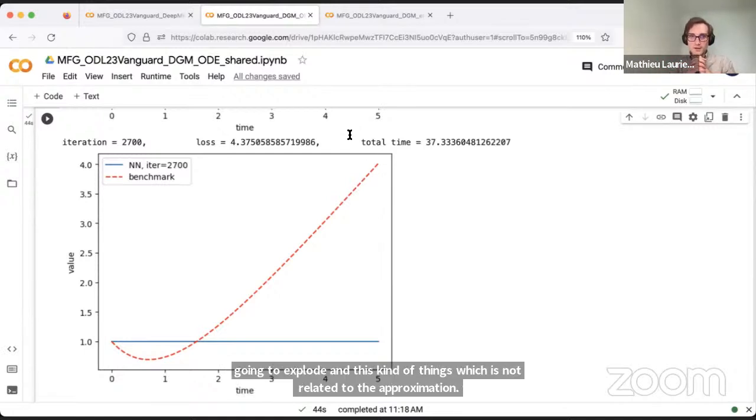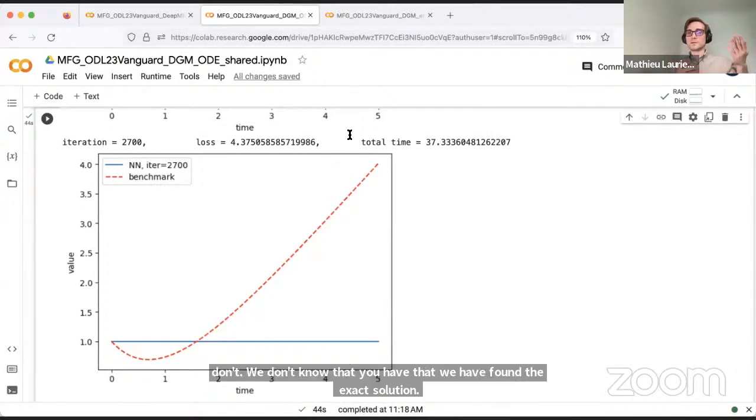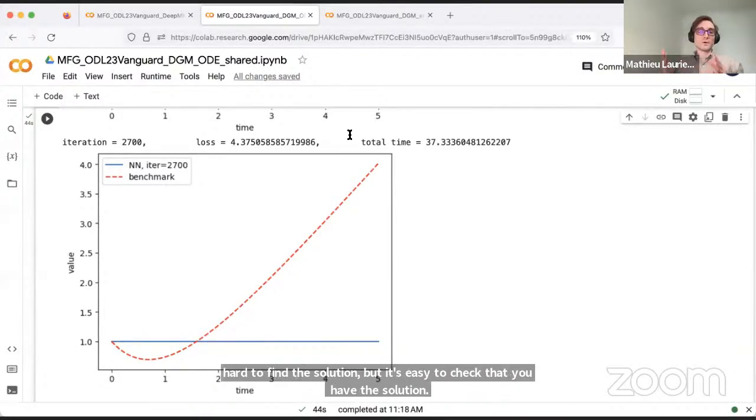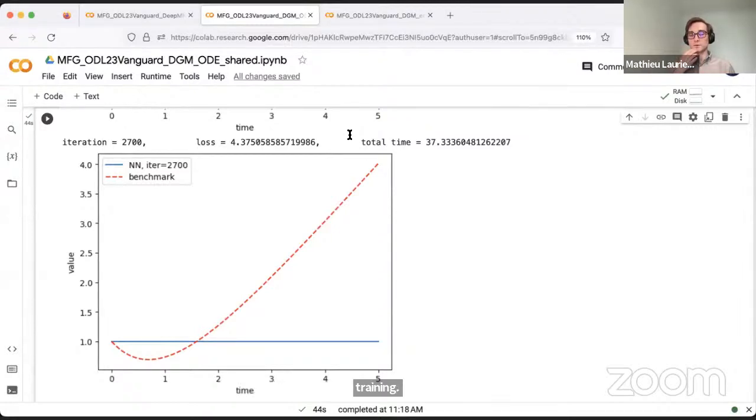Okay, one more question. By simulation, how do we know that the method reaches the exact solution? So that's a very good point. I think in general, we don't know that we have found the exact solution, because otherwise it means we already have the exact solution. There might be some problems for which it's hard to find the solution, but it's easy to check that you have the solution. But in general, you really don't know. So you just run SGD. You see how much the loss is minimized, you try different hyperparameters, and you take the set of hyperparameters that gives you the smallest loss after training. And then you hope that this is close to the true optimum.